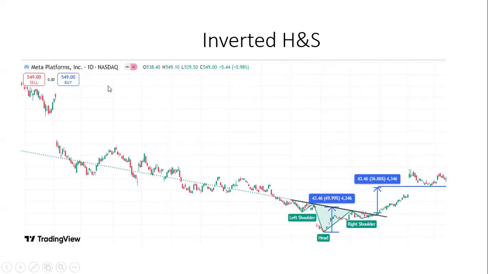Let's see. Meta gave an inverted head and shoulder in previous days, wherein we can clearly see there is a left shoulder, a head, and a right shoulder. When it broke this resistance line or neckline, it gave the distance between the neckline and head, exactly that, and it has moved up. We can see the trend was a downtrend, and now the trend got changed and the stock moved to an uptrend. So this is the inverted head and shoulder for you.